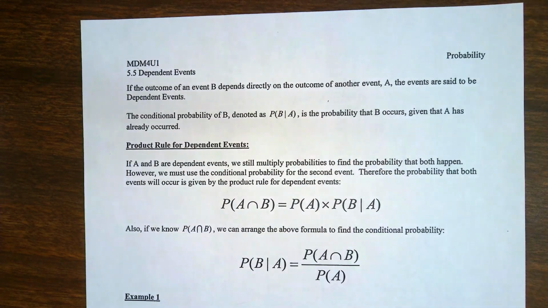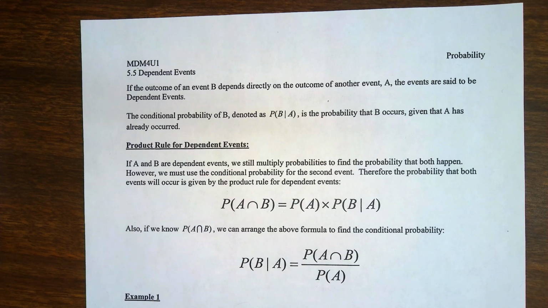So basically what I just said. Okay, so the product rule, which if you're a functions person, product rule just essentially is multiplication, for dependent events looks like this. So if A and B are dependent events, we will still multiply probabilities to find the probability that both happen. However, we must use the conditional probability for the second event. So what we're used to doing is the probability of two events happening. We do the probability of A times the probability of B will give you the probability that both happen. However, this time they're giving you a conditional probability. So this time we must use the conditional probability for the second event.